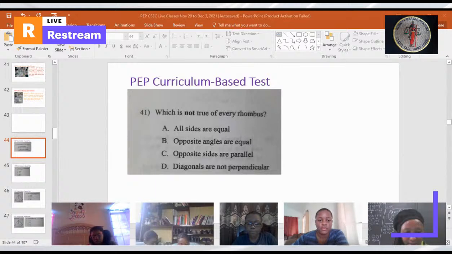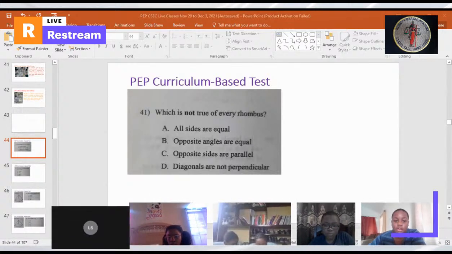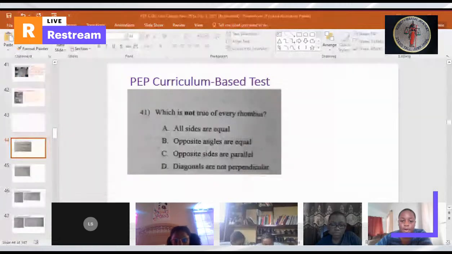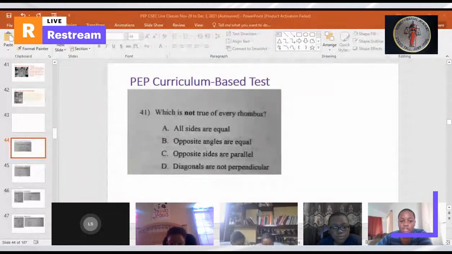Okay, so Jer, can you read, please? Which is not true of every rhombus: all sides are equal, opposite angles are equal, opposite sides are parallel, diagonals are not perpendicular. Which is not true of every rhombus?